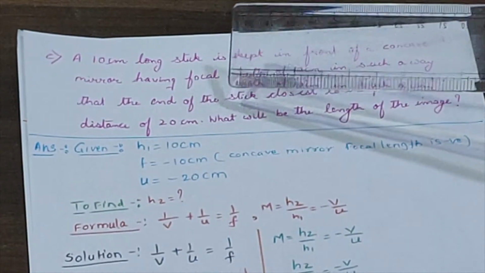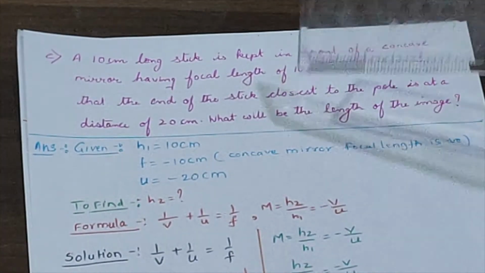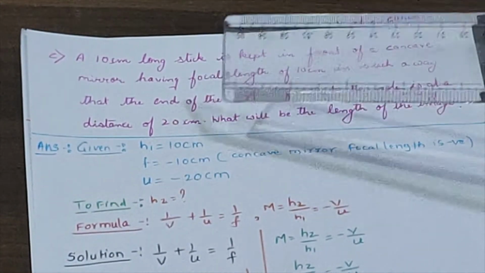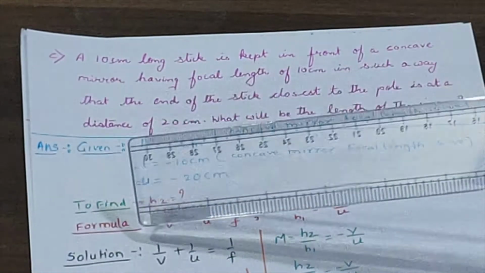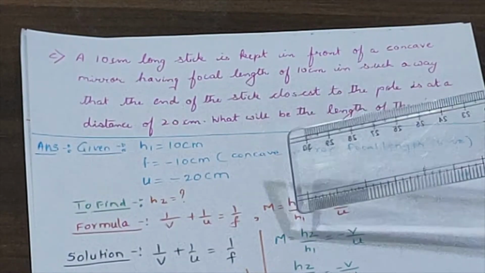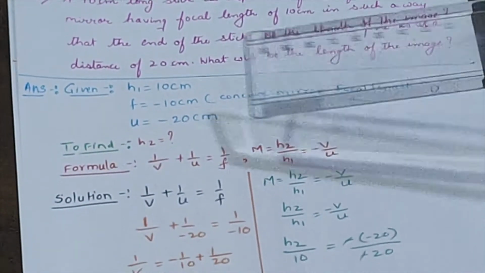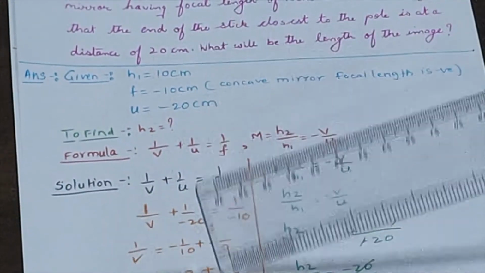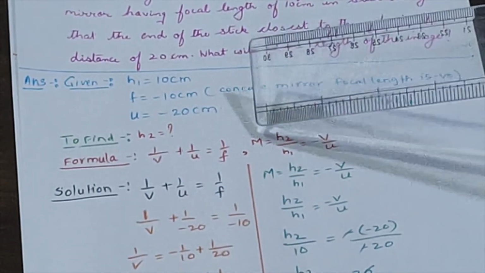Okay. Now it says, what will be the length of the image. It wants you to find out height of the image, that is h2, nothing else. It is only telling you what will be the length of the image. Length of the image means size of the image, that is h2. Right? Let's talk about the formula. We're going to use two formulas, though we have to find out one only, but then we have to use both the formulas. That is 1 upon v plus 1 upon u is equal to 1 upon f. M is h2 upon h1 is equal to minus v upon u. So this is the mirror formula, this is the magnification formula. Right? Okay. What we do is first let's find out v. Once we find v, then it will be easy for you to find out h2.